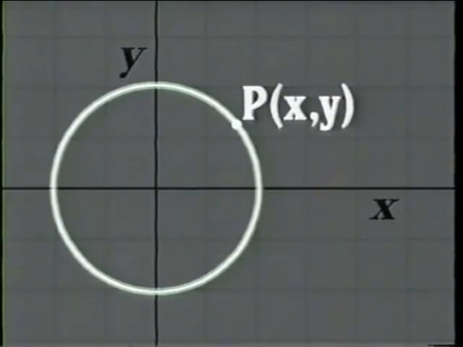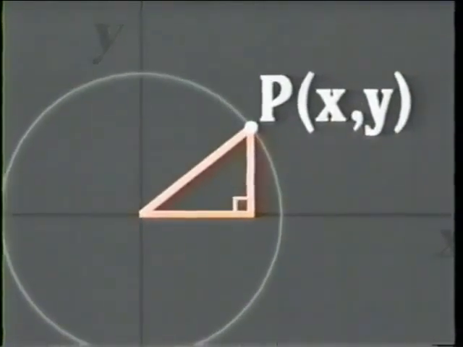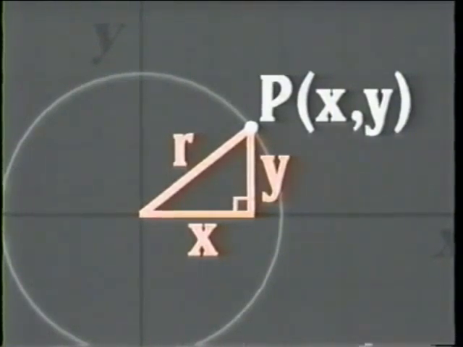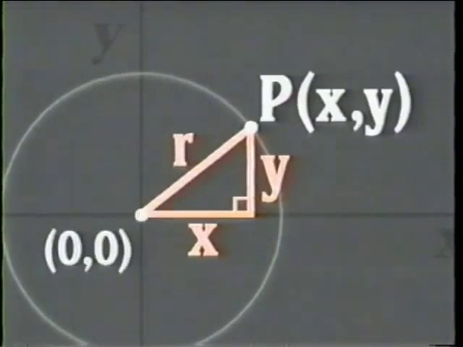Here is a point P(x, y). It forms a right triangle with sides x, y, and the radius r. We also know that the center of the circle is the point (0, 0).